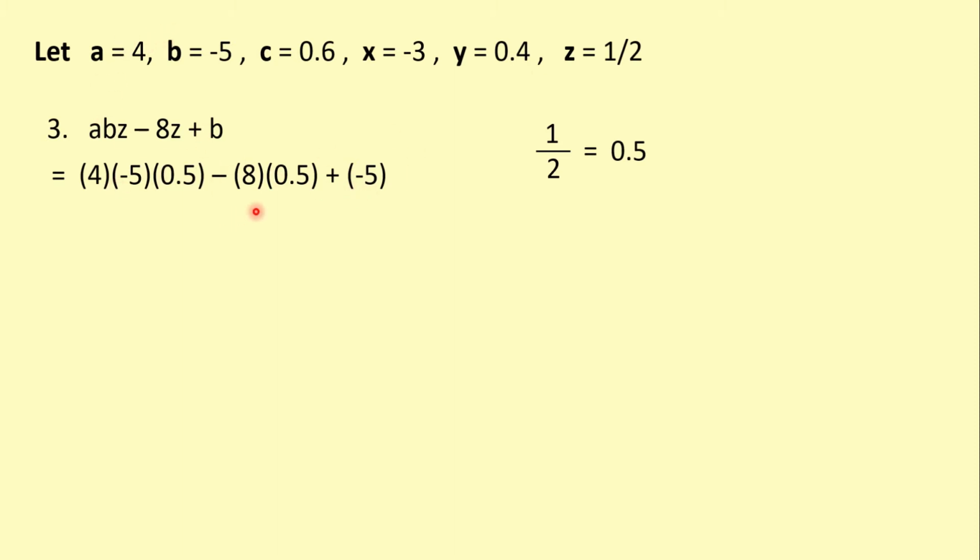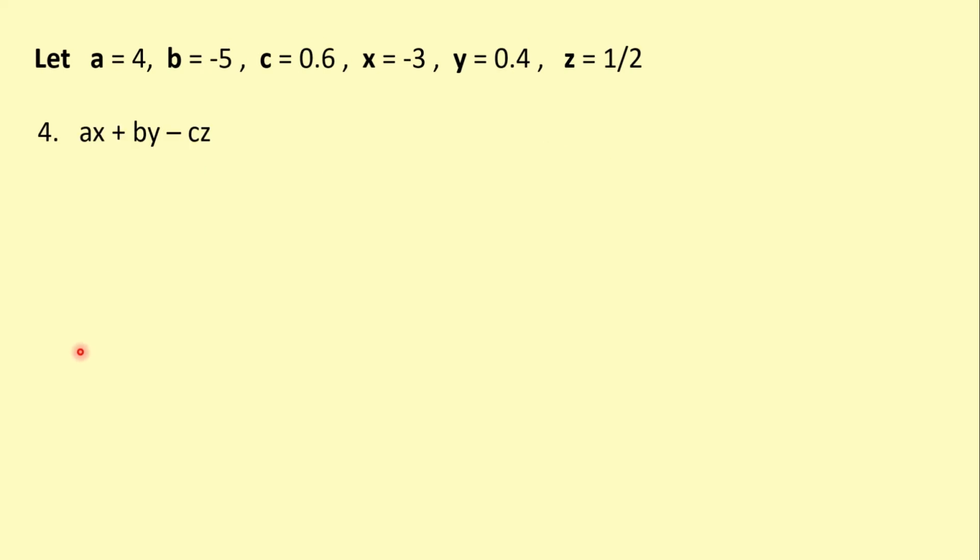Then, simplify. 4 times negative 5 is negative 20 times 0.5. 8 times 0.5 is 4. Then, plus negative 5 is minus 5. Okay, simplify na naman. Negative 20 times 0.5 is negative 10. Minus 4, negative 4 minus 5 is negative 9. Then, negative 10 minus 9 is negative 19. Okay, yun yung final answer niya.